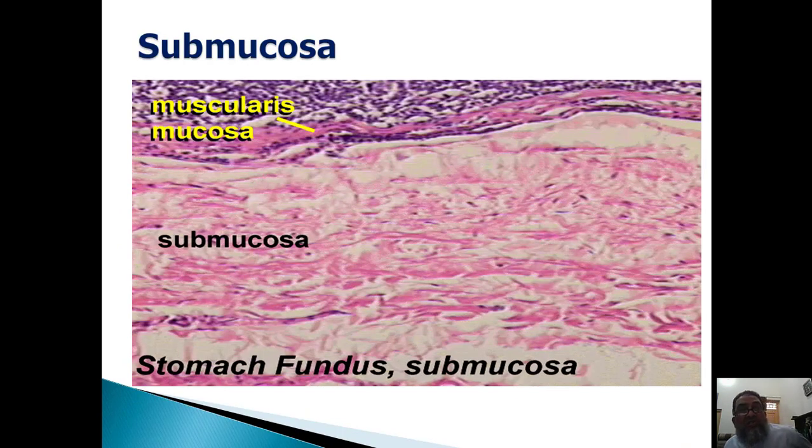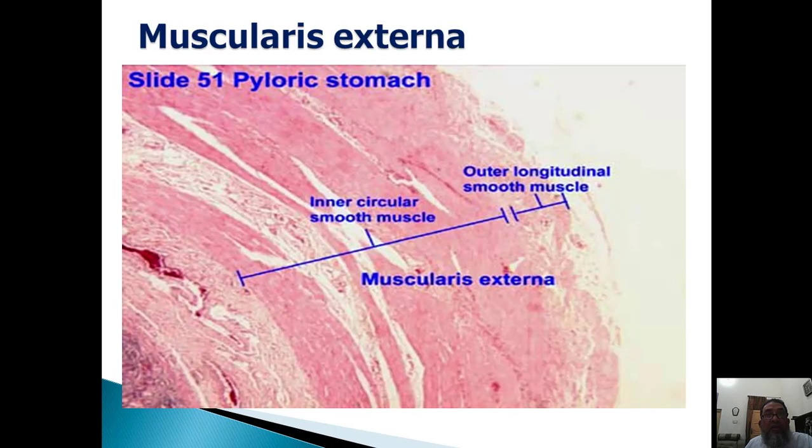Now, what about the submucosa? In this diagram you see it is loose or dense connective tissue. Muscularis mucosae are also present. The mucosa contains blood vessels and nerve plexus also. So this is a characteristic feature of the stomach as well. But always remember, the gastric glands are present within the mucosa, not the submucosa, within the lamina propria.